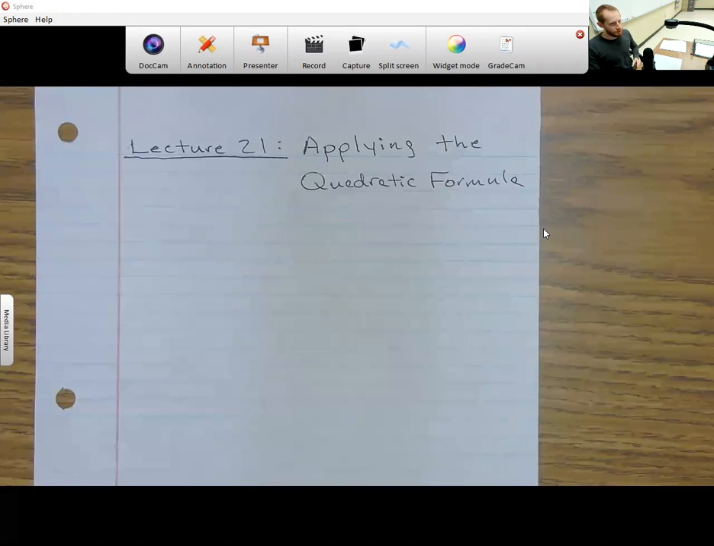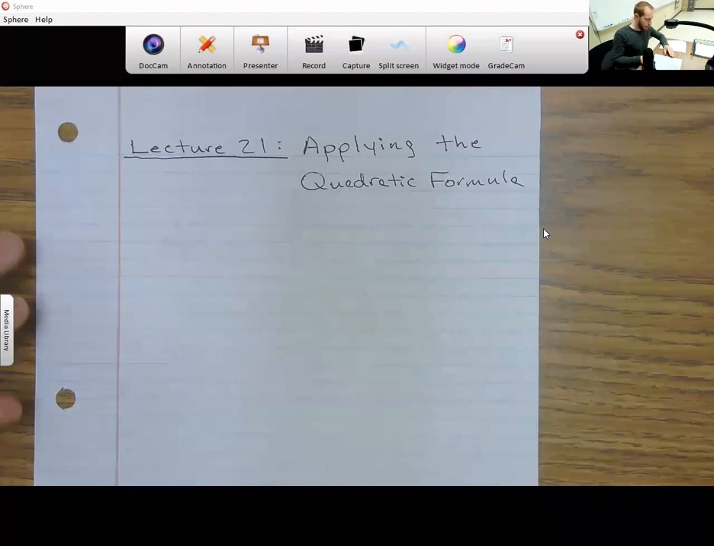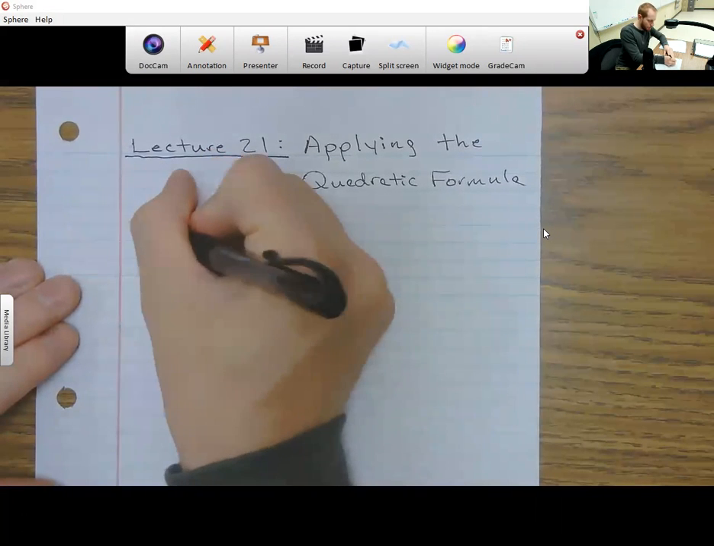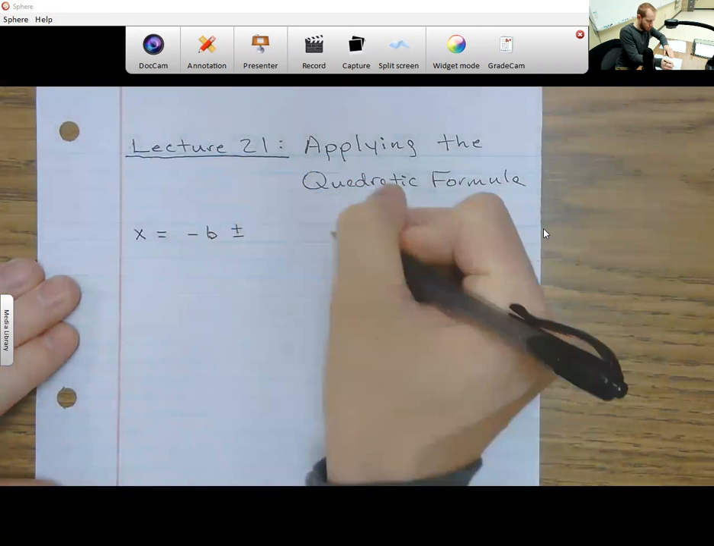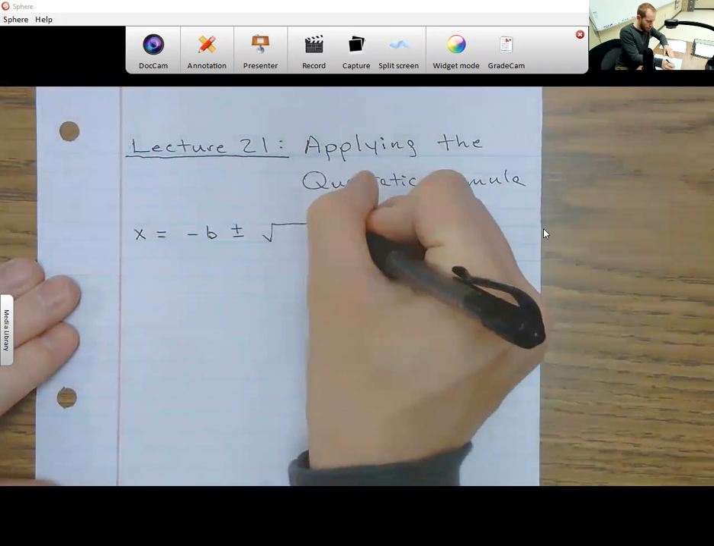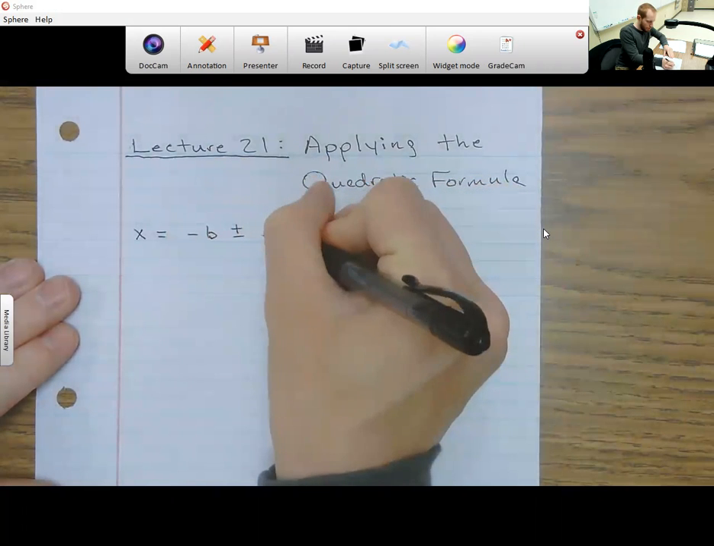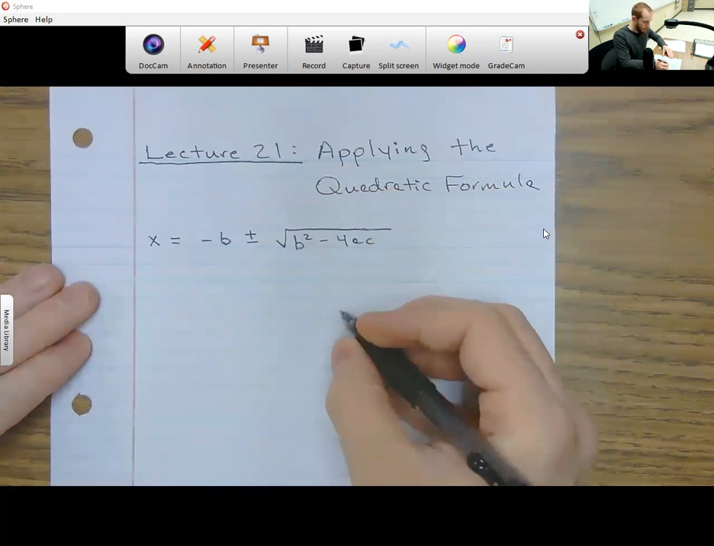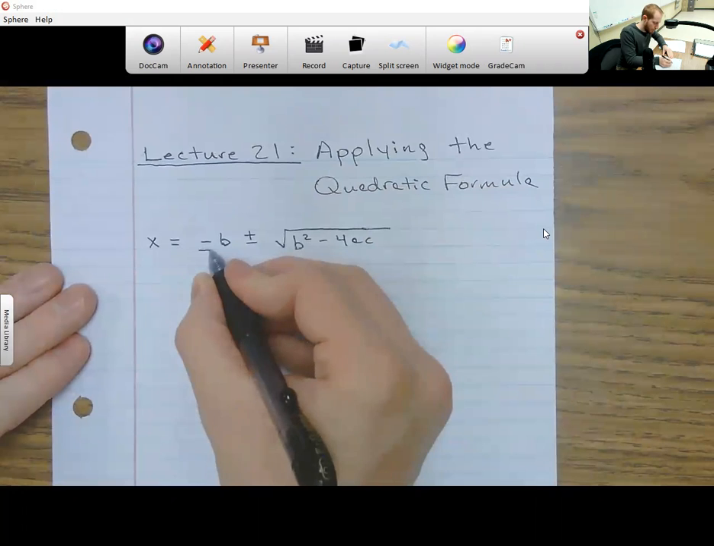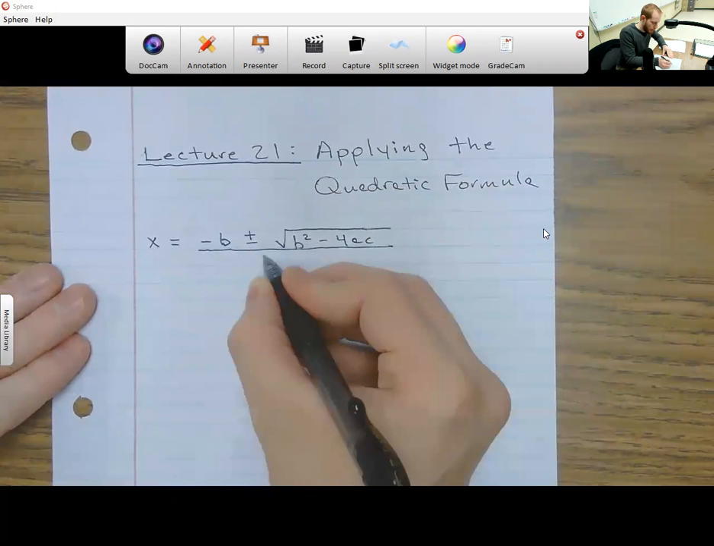Going to be doing lecture 21, applying the quadratic formula. So as we learned last time, we did the proof of the quadratic formula, and we learned that we can write it as x equals negative b plus or minus the square root of b squared minus 4ac, and everything is divided by 2a.